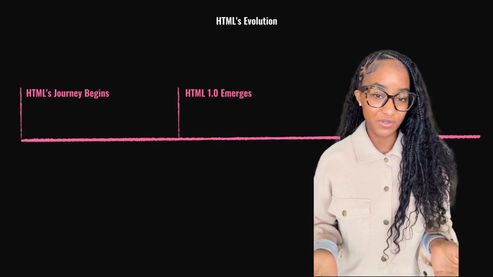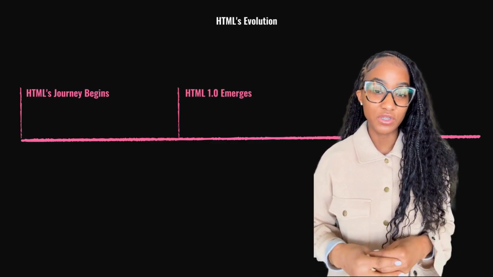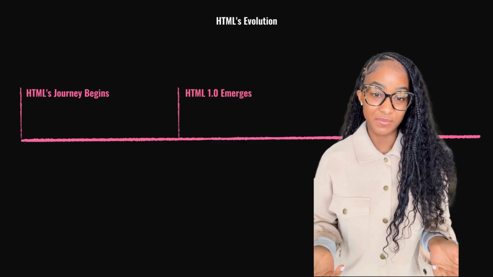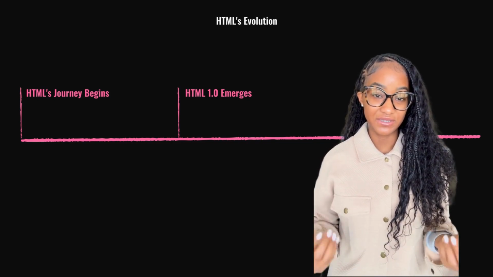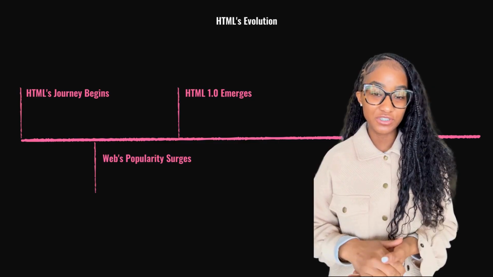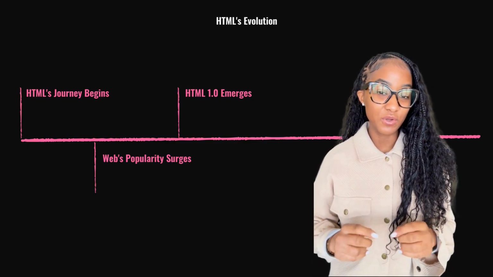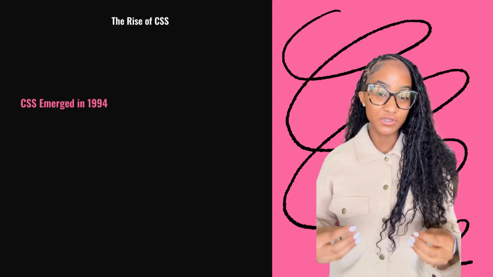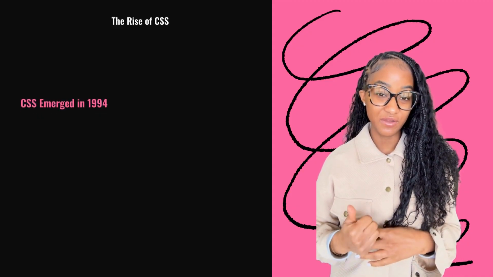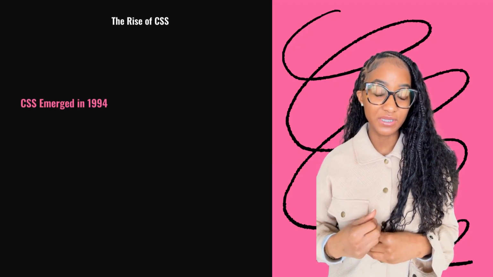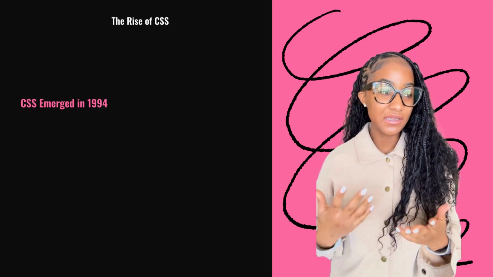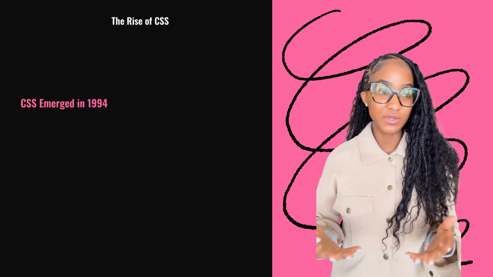By 1993, HTML 1.0 emerged with just 18 tags, enabling basic text formatting and links. As the web's popularity surged in the 90s, HTML evolved, adding more features to meet growing demands. CSS emerged in 1994 to separate style from structure, revolutionizing web design. By 1996, CSS1 allowed styling without cluttering HTML.